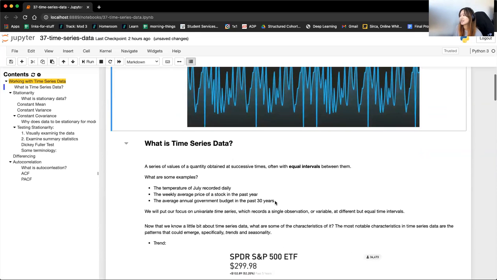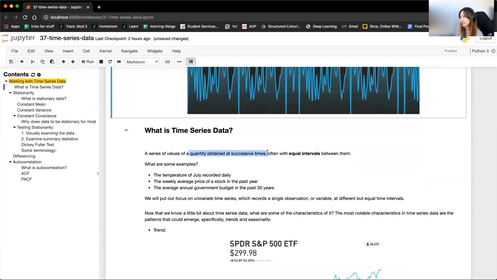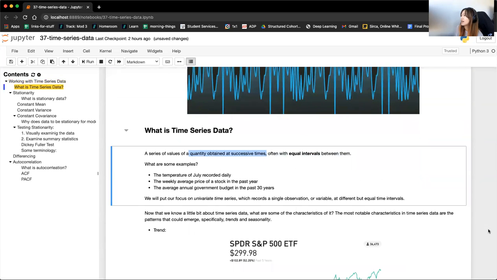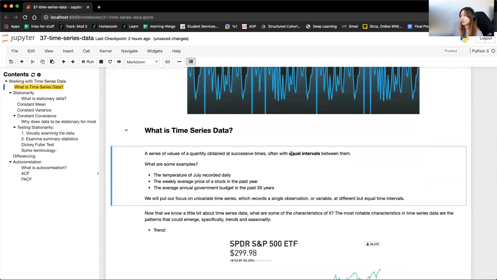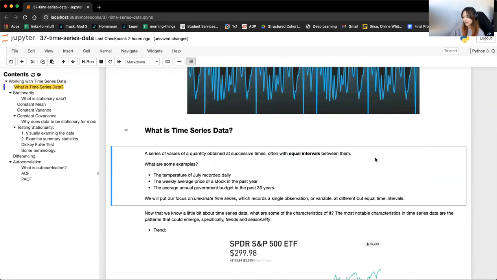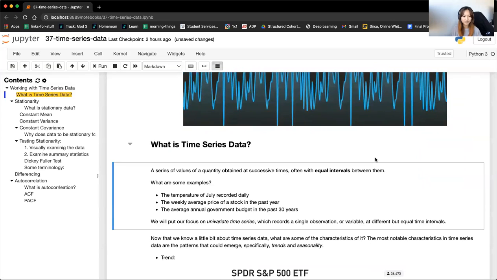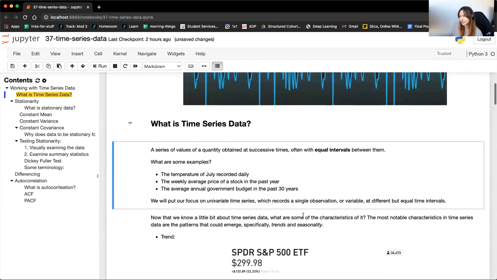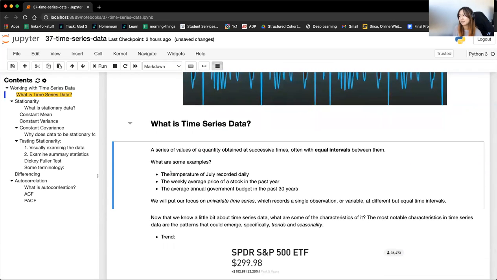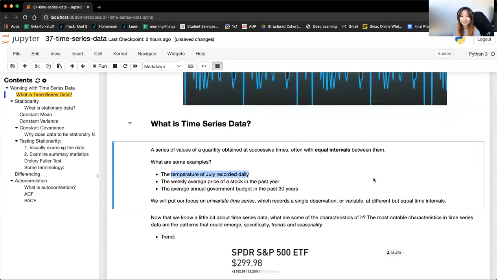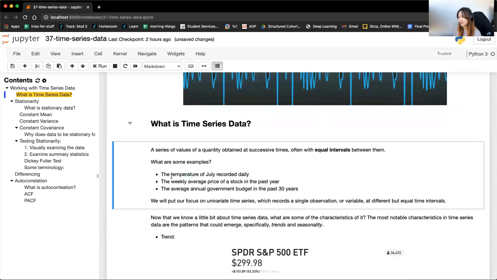So really quickly, what is time series data? As the name suggests, it is a series of values of a quantity obtained at successive times, often with equal intervals between them. So the main thing is that your data is going to probably be ordered by time. Some examples: temperature of July recorded daily, so all the Julys and the daily temperature.